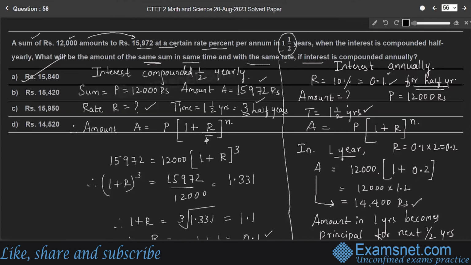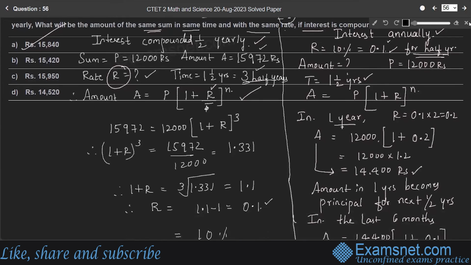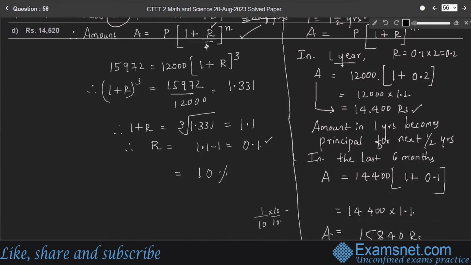So I'll repeat once again. Here we have two parts: interest compounded half yearly and interest compounded annually. When interest is compounded half yearly, we have to find the rate of interest using the formula, amount is P into 1 plus R to the power of N. For 3 half years, for 3 periods, we find the rate, that means 1 plus R is raised to the power of 3. Finally, R for half year, the rate of interest is 10% or 0.1. Both are same.